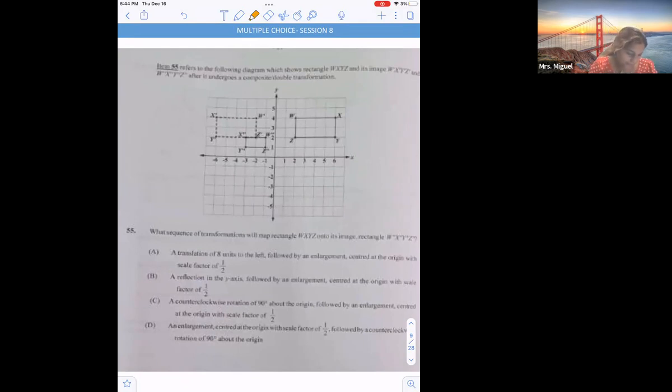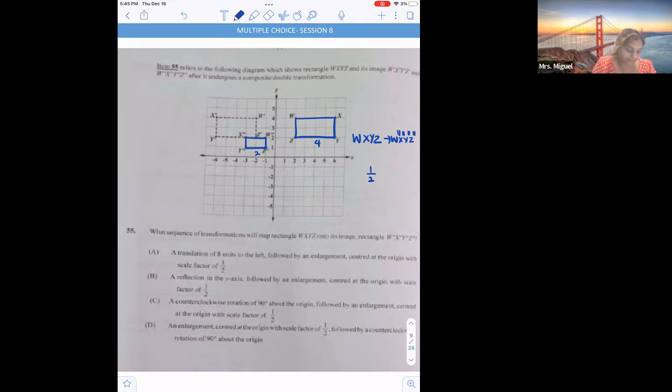So that's the way we map in this, with this. So if you notice, it is smaller. So the scale factor needs to be, this is 4 units and this is 2. So the scale factor is a half because we map WXYZ to W double prime X double prime Y double prime Z double prime.